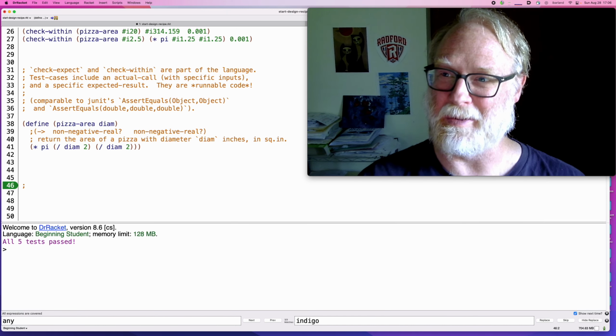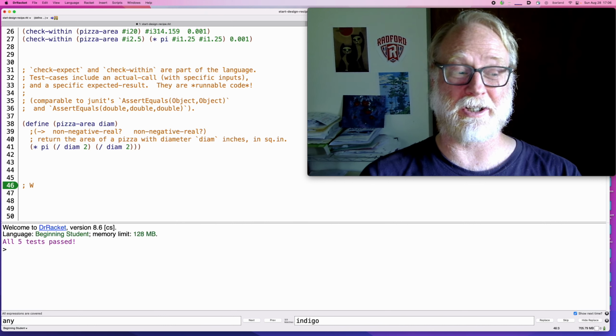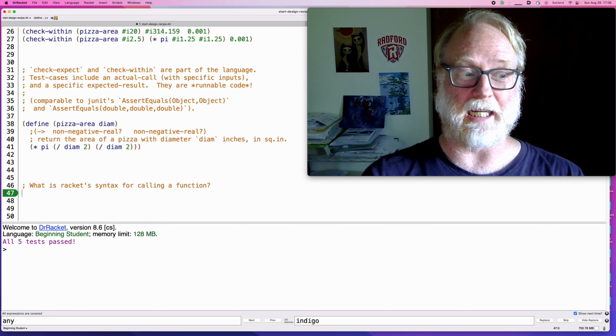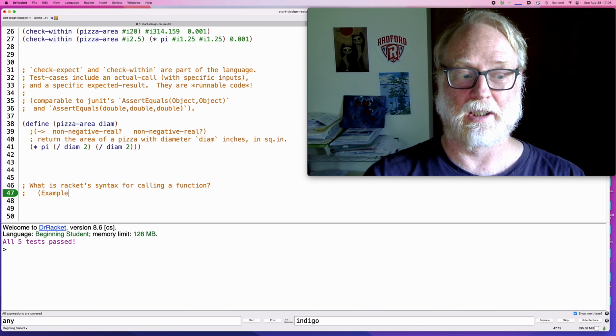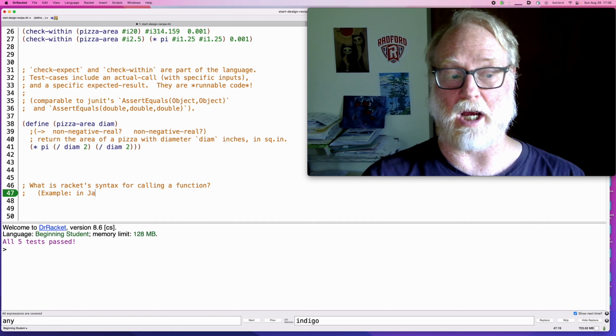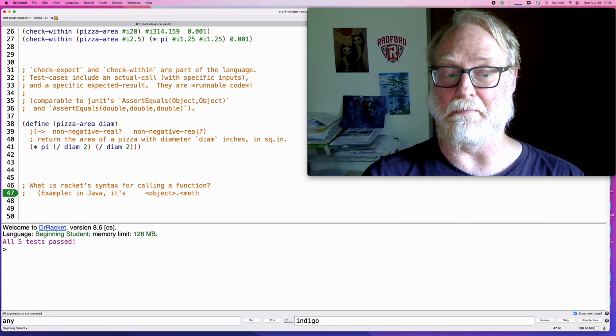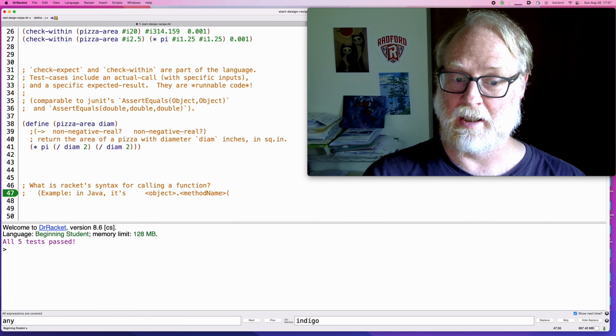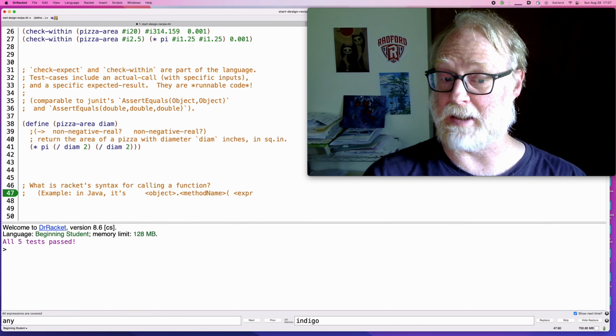I'm going to go back and ask you, given one example, can we extrapolate the general syntax for calling a function? What is the brackets syntax for calling a function? And again, as an example, what am I asking for? In Java, it's something like object, then a dot, then a method name, then an open paren, and then a bunch of expressions.